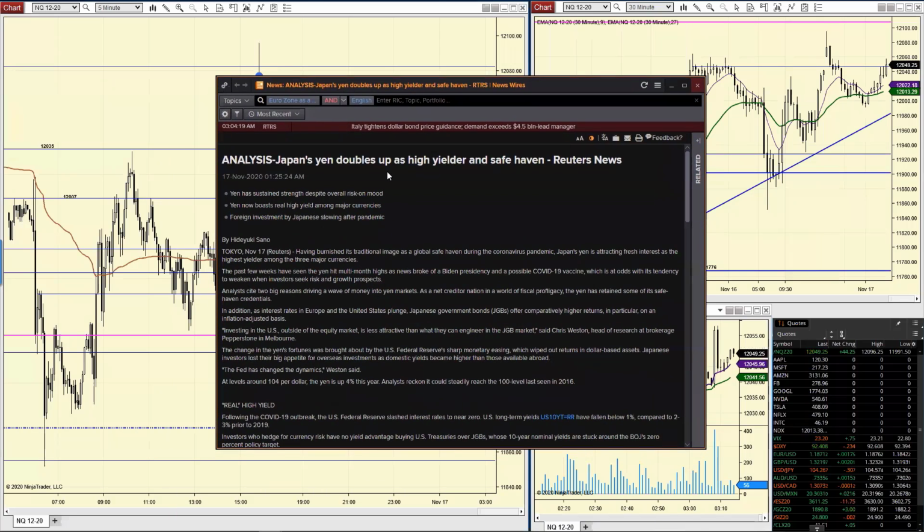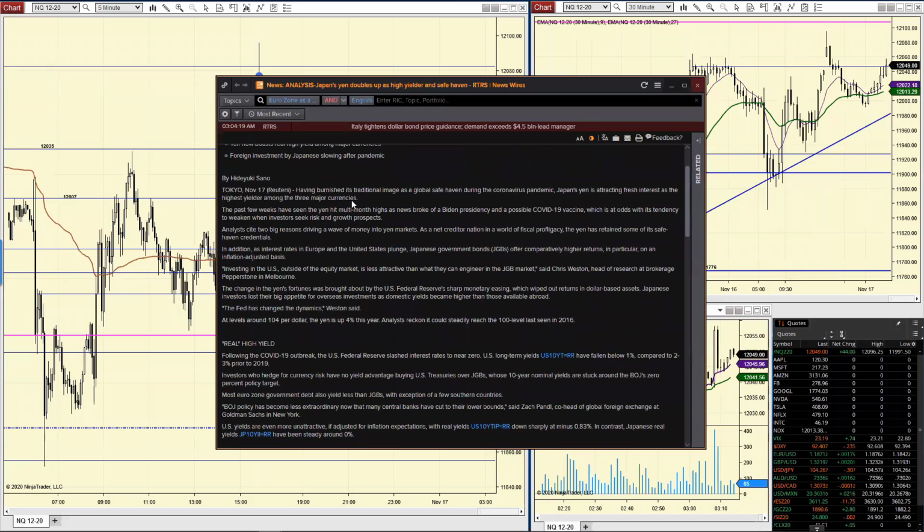Anyway, I guess I'll cover this story. I wasn't going to, but there wasn't anything else I saw in FX. Let me see. Japan doubles up as the yen's yielder and safe haven. Having burnished its traditional image of a global safe haven during the coronavirus pandemic, Japan's yen is attracting fresh interest as the highest yielder among the three major currencies. In the past few weeks, the yen hit multi-month highs as news broke of a Biden presidency and a possible COVID-19 vaccine, which is at odds with its tendency to weaken when investors seek risk and growth prospects.